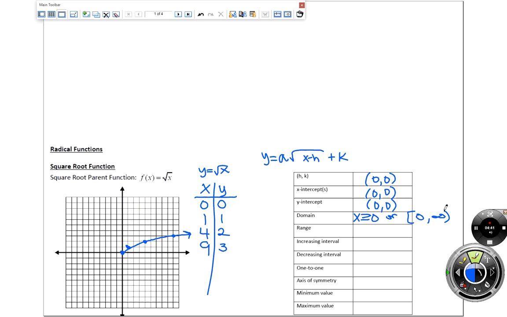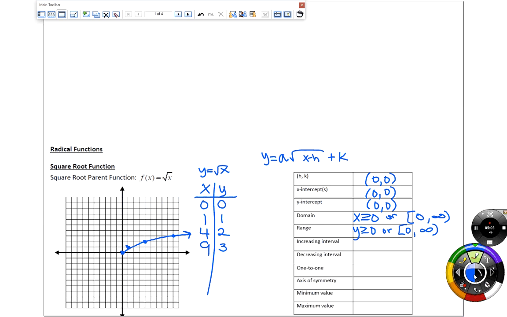So what about the range of the function? What are the y values that we're getting out? How would we describe them? Good. Y is also greater than or equal to 0. We don't get any negative values when we're calculating the square roots of the numbers that we've plugged in. Okay. So it looks the same there.